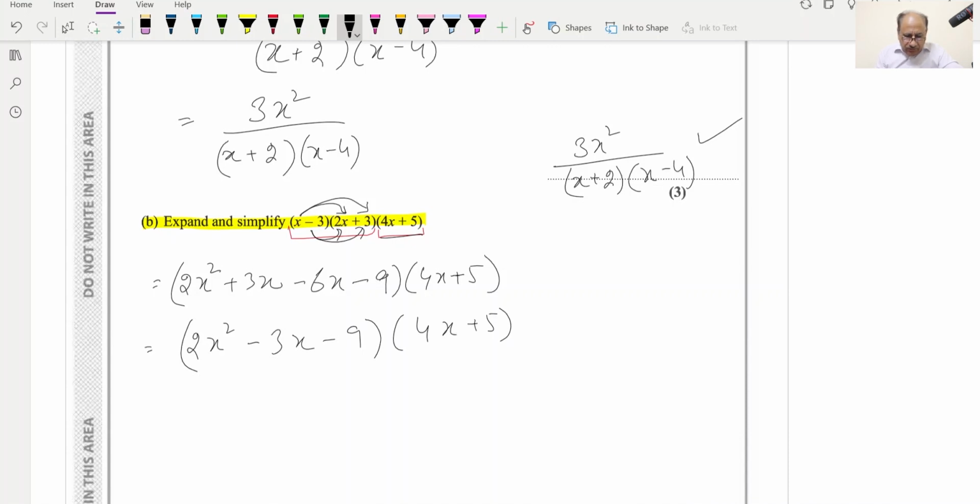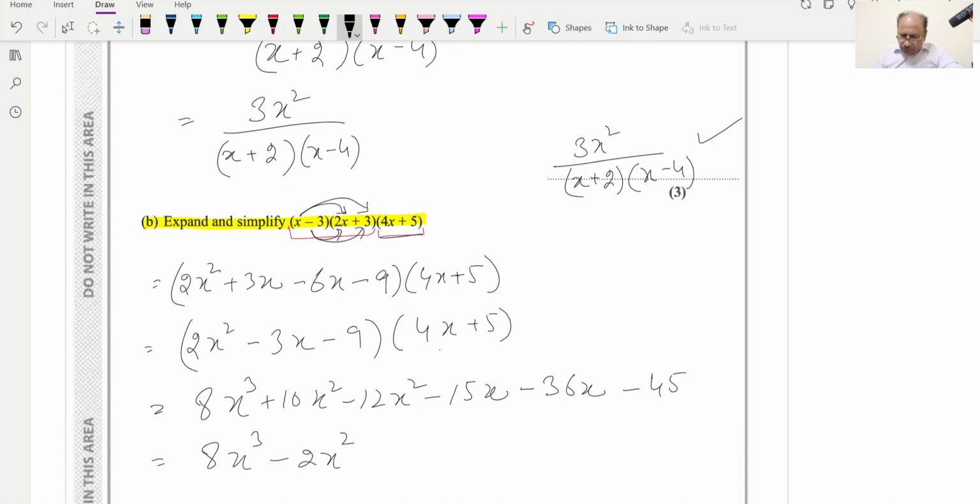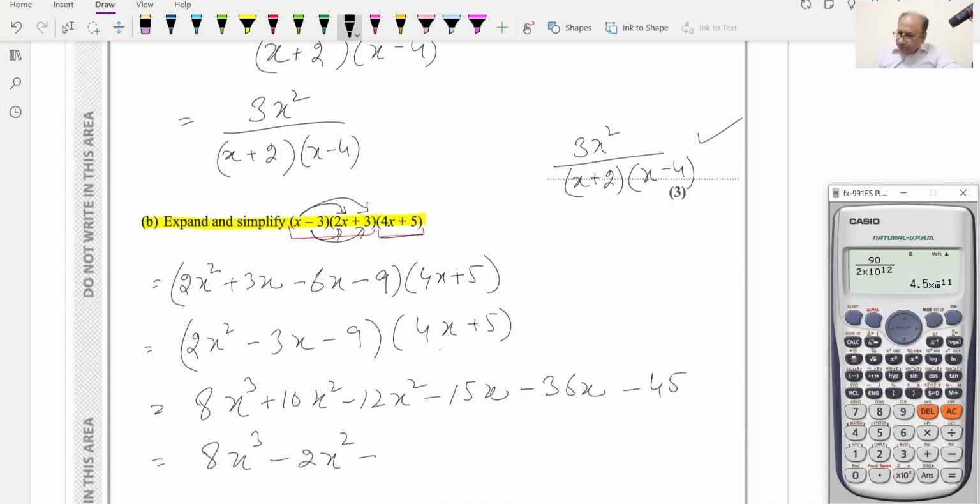Now we can multiply these terms, 2x squared with 4x, and we will get 8x cubed, then 2x squared with 5, so it will be plus 10x squared, then minus 3x with 4x, and we will get minus 12x squared, then minus 3x with plus 5, and this will be resulting to minus 15x, and minus 9 with 4x it will be minus 36x, and minus 9 with plus 5 it will be minus 45, and this will be 8x cubed and minus 2x squared and minus 15 plus 36, minus 15 minus 36 will be equal to minus 51.